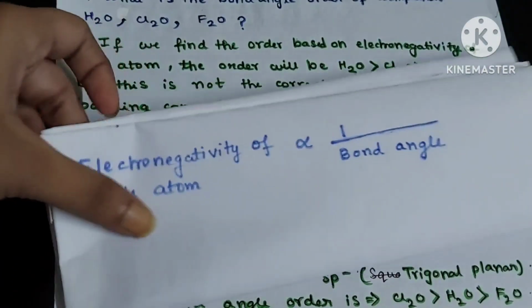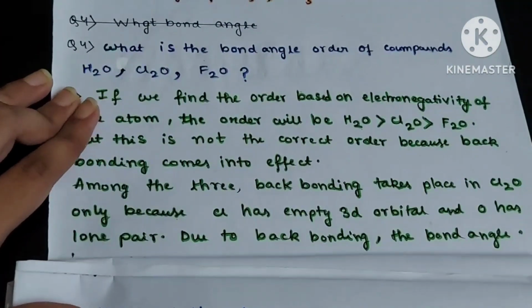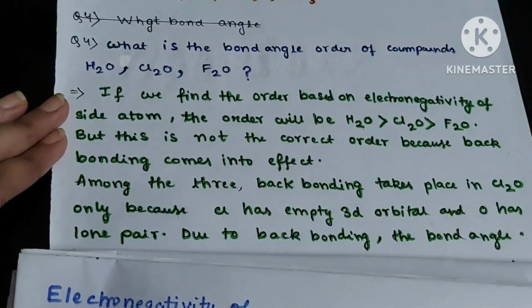So in the above question, it is asked what is the bond angle order of the compounds H2O, Cl2O and F2O.